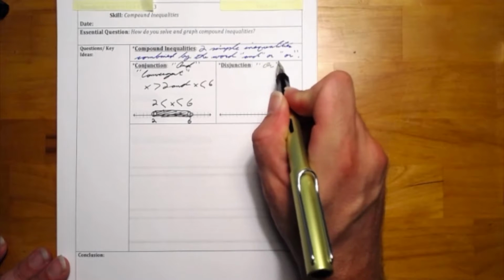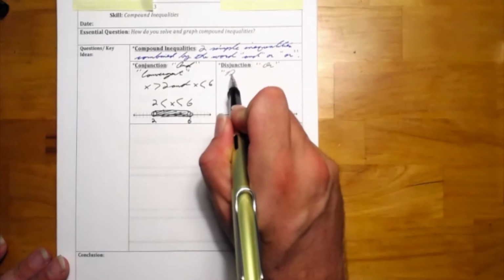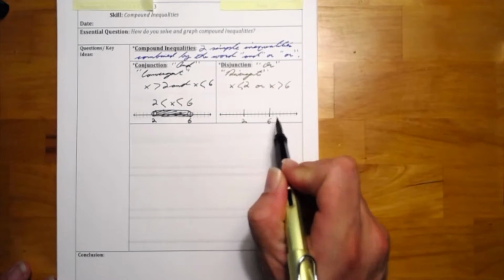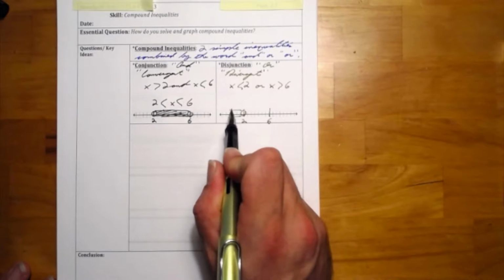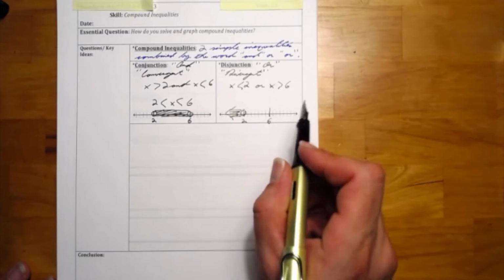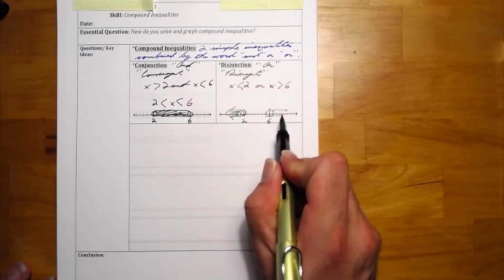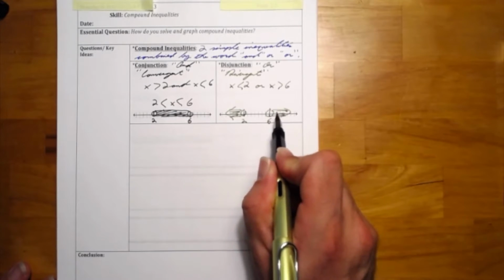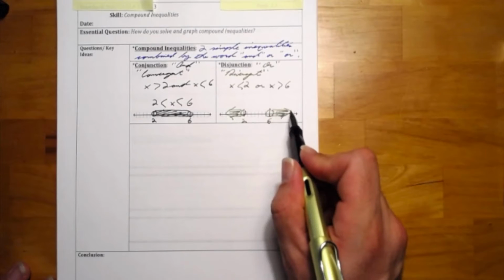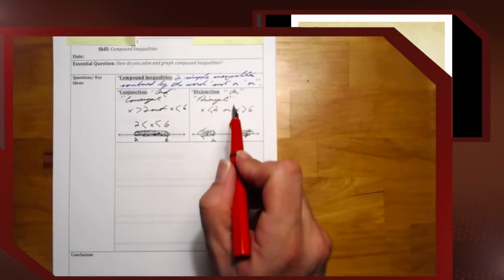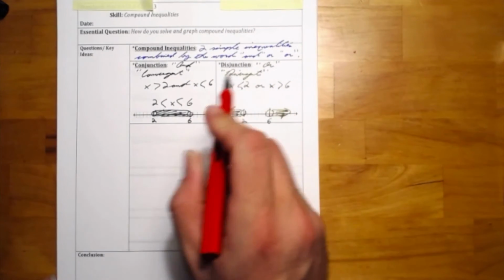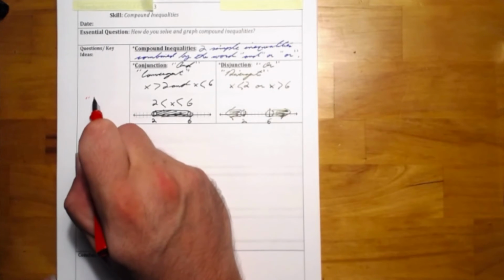An "or" statement is a disjunction, or divergent. So x is less than 2 or x is greater than 6. We will graph the 2 points similarly, but instead of the arrows pointing in, they're going to point outward. This means there's an excluded center from that particular inequality. A way to remember this is that "or," like the oars of a boat, will be pointing outward.